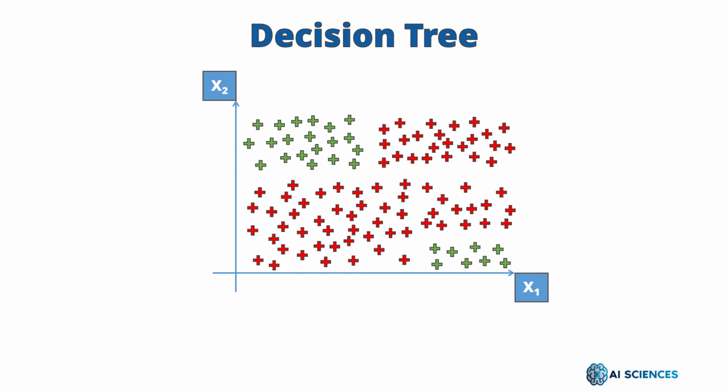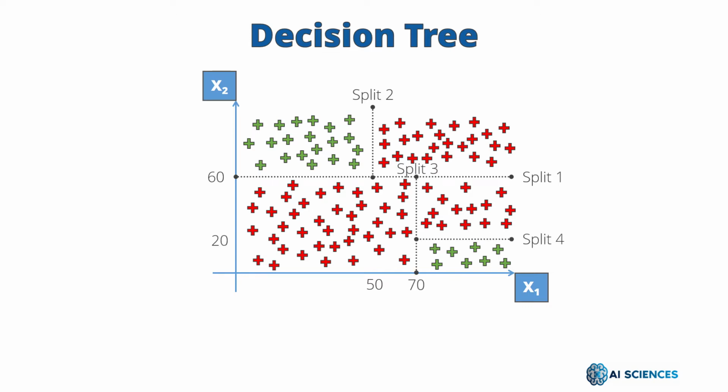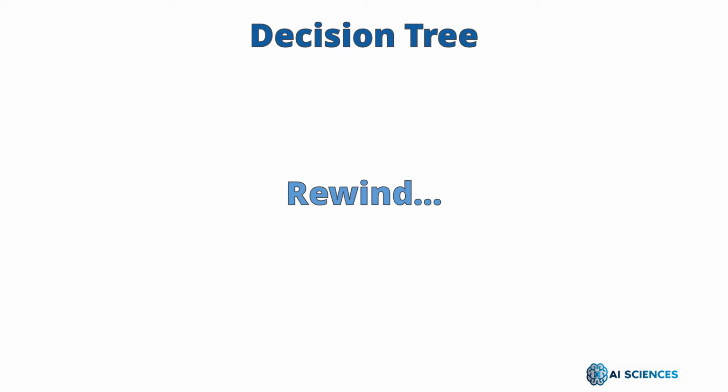Let's do this. So in order to classify this dataset, our decision tree algorithm actually makes some splits here. Let's say it will make split 1 in here, then it makes split 2, split 3, and split 4. And after making all these splits, now it clearly separates all the categories that exist in this graph. Now let's see how the decision tree algorithm actually made those splits.